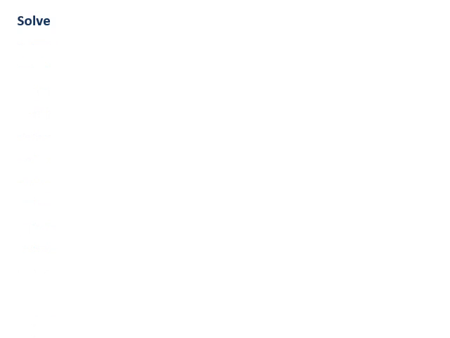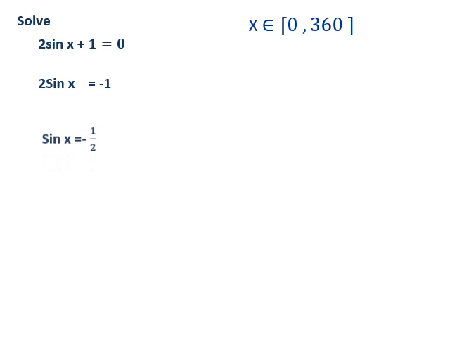Find the solution set of 2 sine x plus 1 equals 0, where x belongs to the closed interval from 0 to 360. First, try to find the value of sine x. 2 sine x will be equal to negative 1. Then sine x will equal negative a half.